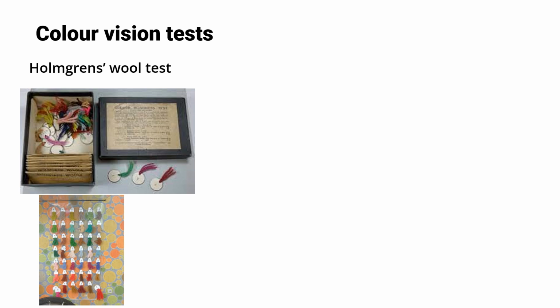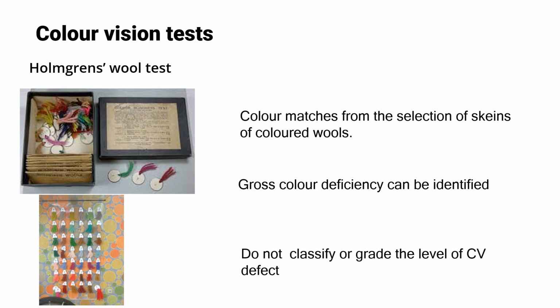Then the next one is Holmgren's wool test. Here, the patient is asked to match skeins. There's a selection of skeins of colored wools. So he has to match green with green. You give him something and he has to pick up another skein from the box and say this is matching. So again here you can see that only gross color deficiency can be identified. It does not classify or grade the level of color vision defect. This is also usually for red green color deficiency.